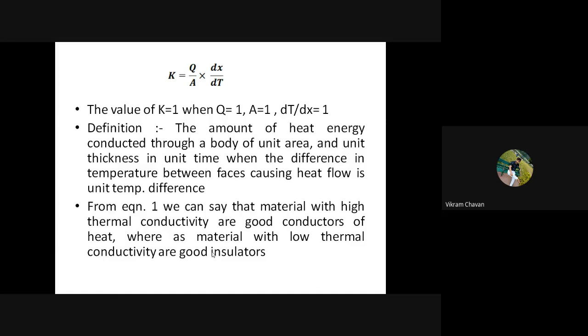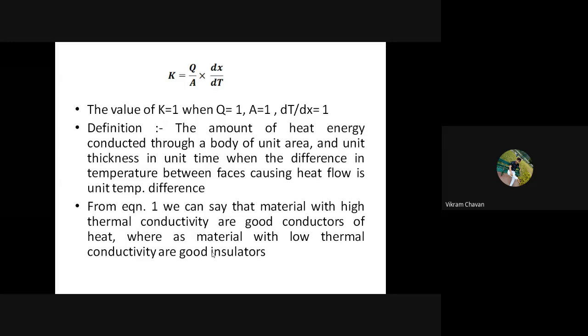The thermal conductivity is nothing but the ability of a material to transfer heat. How fast the material will transfer the heat, that ability is nothing but thermal conductivity. Ability to transfer heat, that is thermal conductivity in simple language.